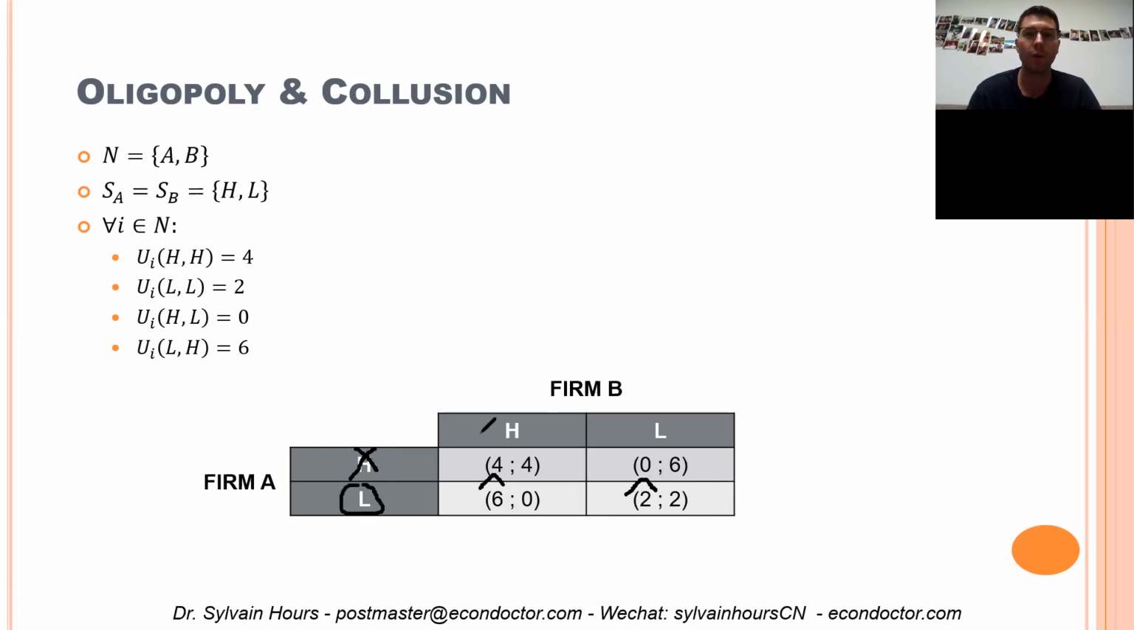And the same thing goes with firm B. For firm B, charging a low price is always better than charging a high price. 6 is better than 4. And 2 is better than 0. So same thing, it doesn't matter.